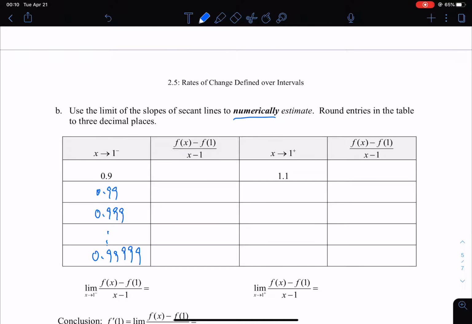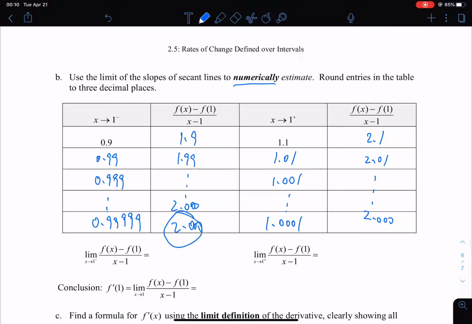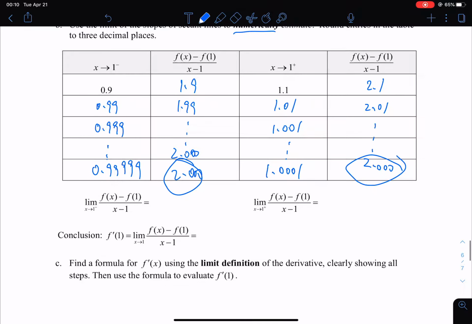Okay. And this one is similar: 1.01, 1.001, 1.0001, and the corresponding values. And then similarly this one: 2.1, 2.01, 2.001. So you can see the left side limit is 2, the right side limit is also 2. So that means the limit exists and is just 2.